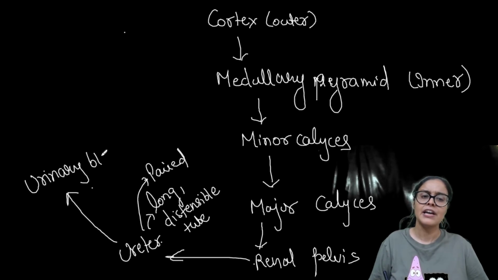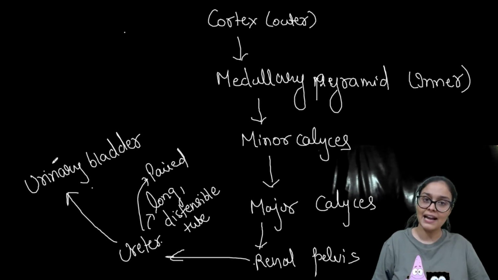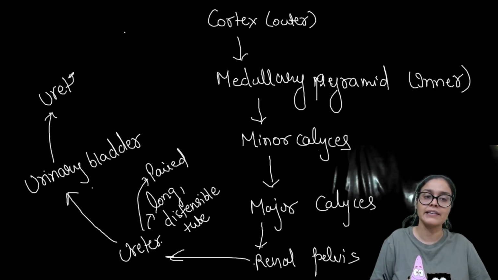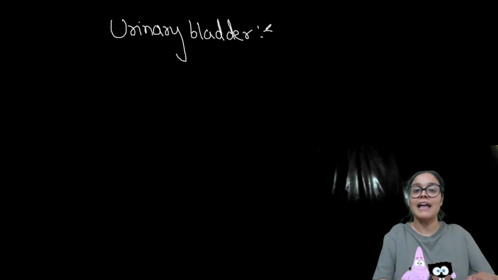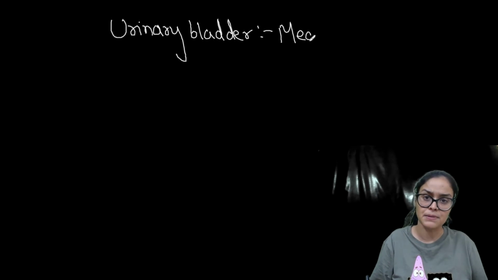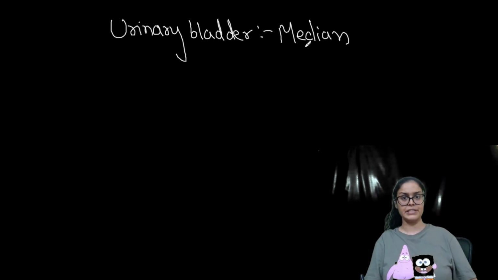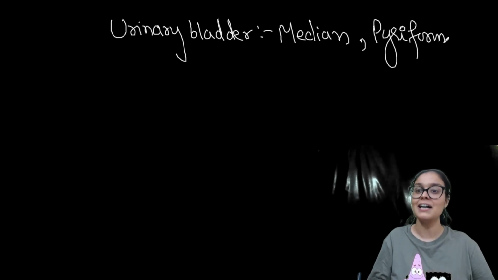So simple. When we talk about the urinary bladder, it is a sac-like structure which will open finally into the urethra and temporarily store the urine in it. So the urinary bladder is a sac-like, inverted pear-shaped structure, a pyriform structure, right? Median means present in the middle of the body. It is present in the median. Pyriform means pear-shaped, okay? Pyriform, the pear-shaped structure that we know very well.